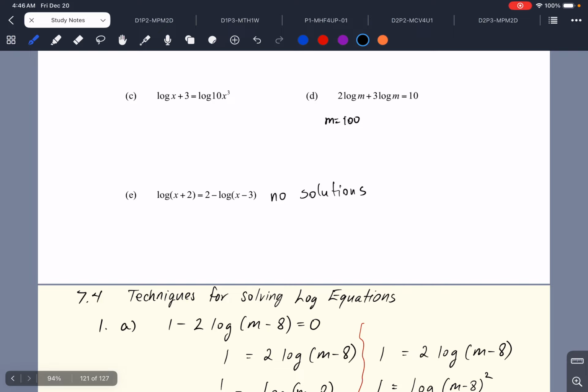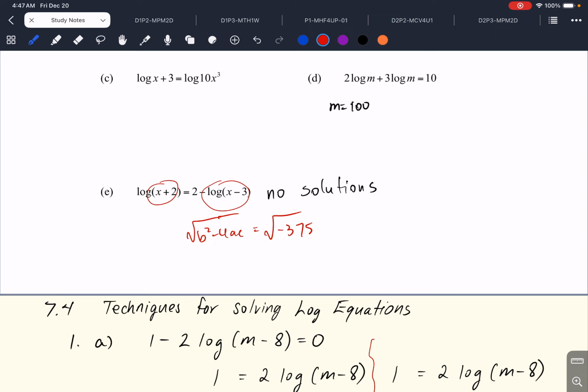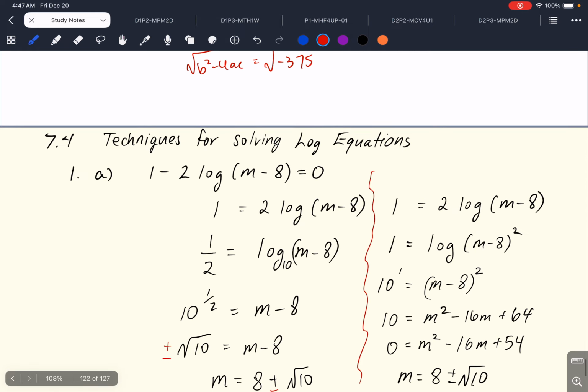What you end up getting is a quadratic out of this, because you have two binomial factors, right? So when you bring the logs to one side and you get a quadratic, and you solve for that quadratic using the quadratic formula, the square root of b squared minus 4ac turns out to be a negative number, a negative 375. So that gives you no valid solutions to this equation.